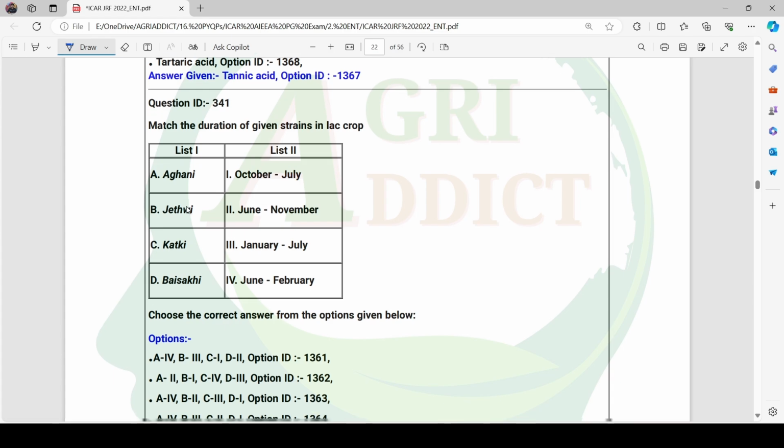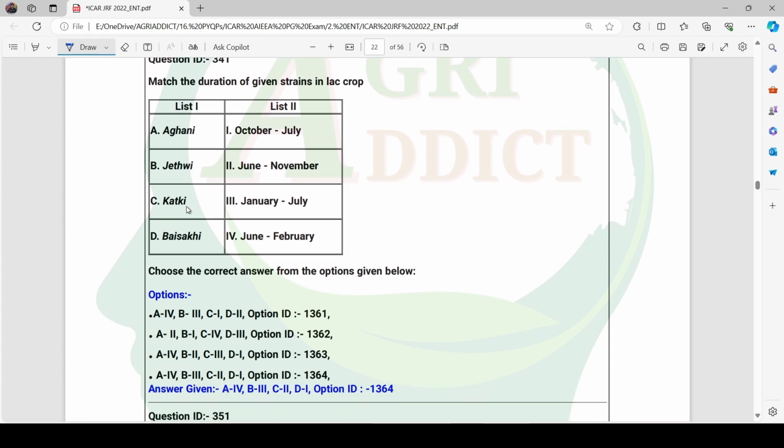Then this is a question from lac culture. It's a patent question from lac culture, like Agani, Jetui, Katki and Boishaki. Just remember Agani, it's the starting.